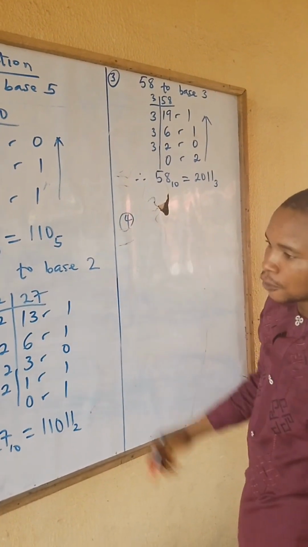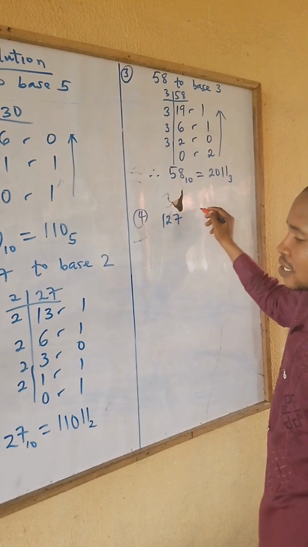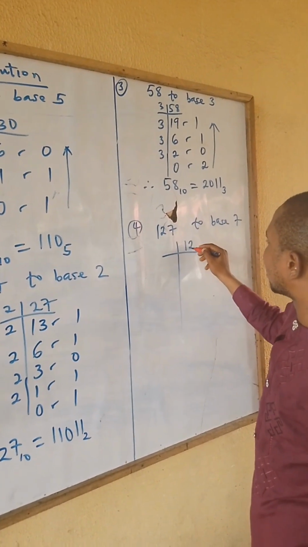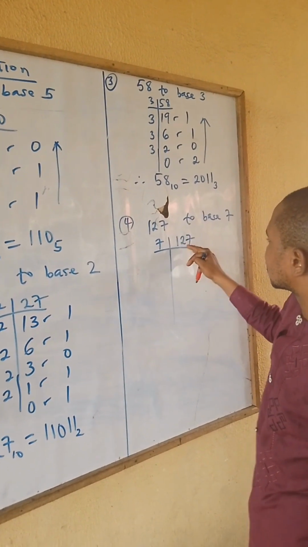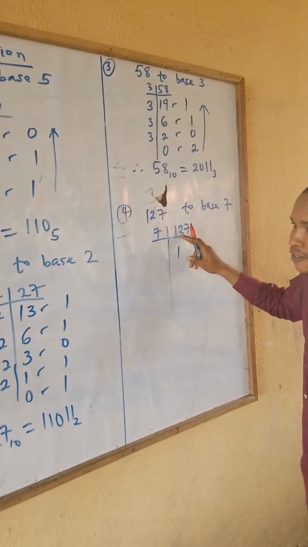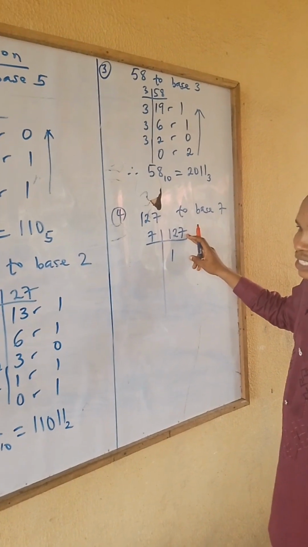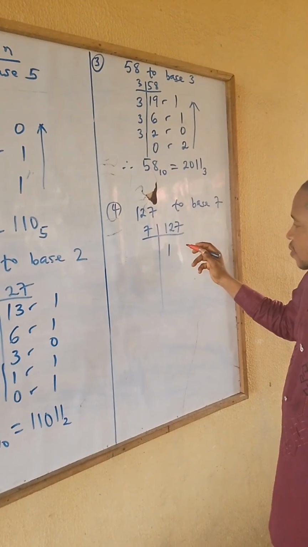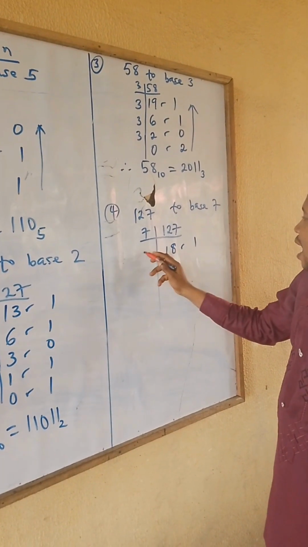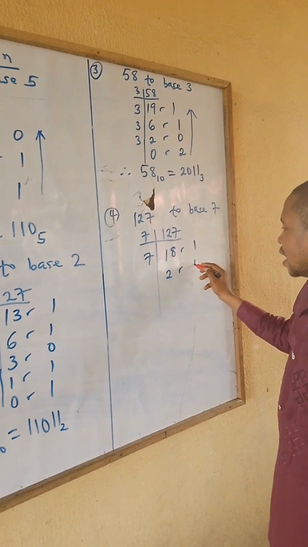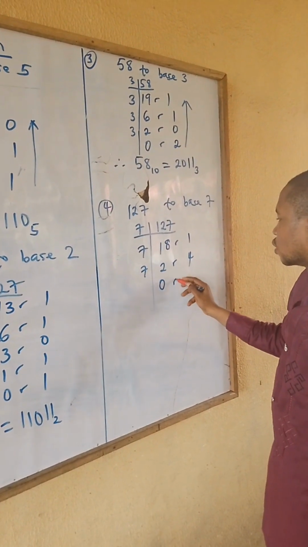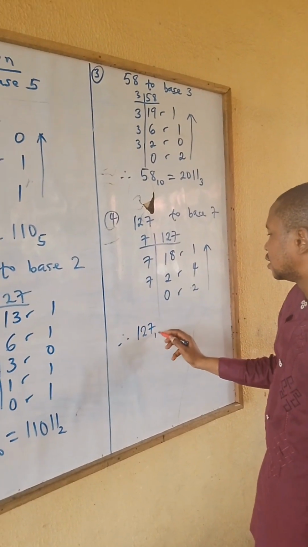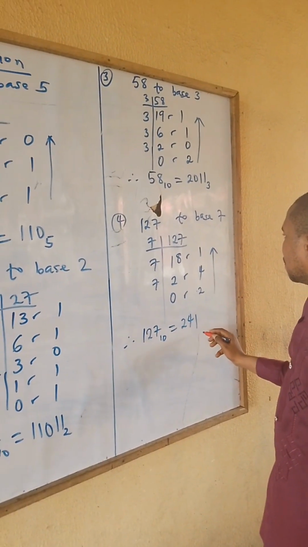Then the last but not the least for today, we have 127 base 10 to base 7. So we are going to have 127 divided by 7. 7 in 12 will give us 1, remains 5. 7 in 57, that is 8, because 7 times 8 is 56. So we have 8, remainder 1. And 7 in 18 will give us 2, remainder 4. And 7 in 2 will give us 0, remainder 2. So we are going to have 127 base 10 to be equal to 241 base 7.